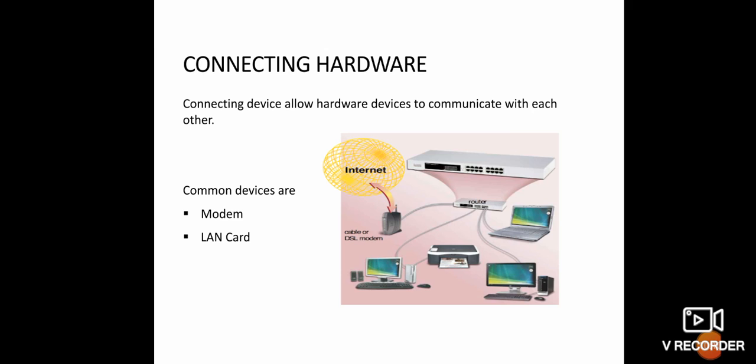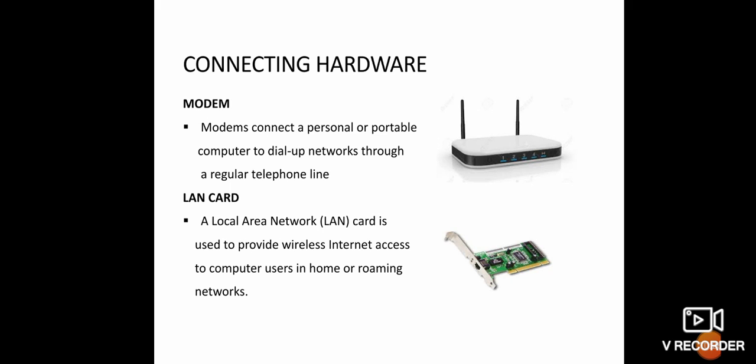Here you have your internet. In order to access your internet, it should be transferred to the router, and only through the router will you be able to retrieve the information to the computers. All those cables that are attached will transfer the information. Here the connecting hardwares are modem and LAN card in your computer. Modems connect a personal or portable computer to dial-up networks through regular telephone lines.